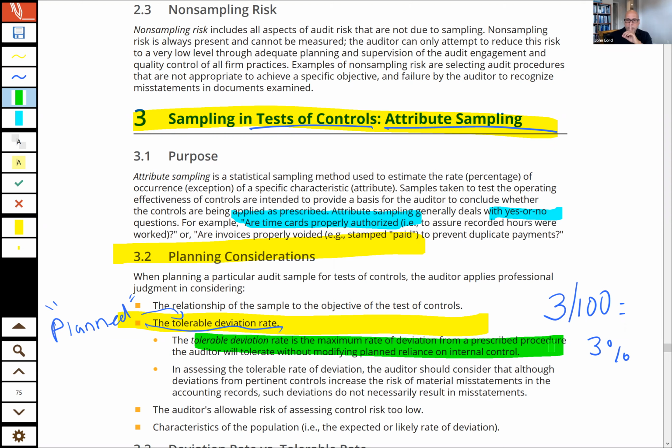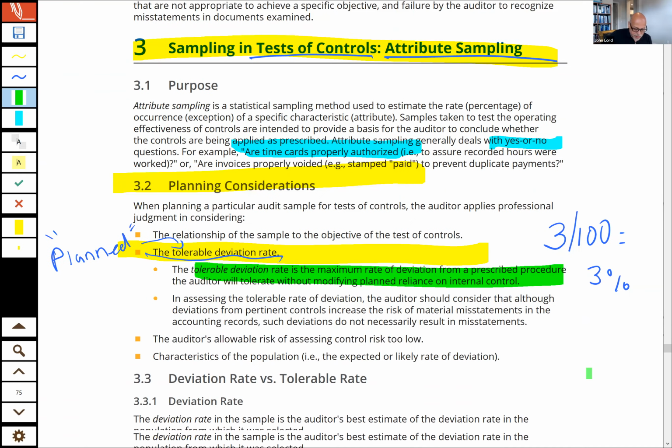Now at this point, have I looked at any time cards yet? Other than the 1 or 2 I looked at during the walkthrough? No. At this point, I haven't looked at any of the time cards yet. I'm just saying, hey, I've determined that for this particular control, I'm willing to tolerate a 3% deviation, no more than that. We call that tolerable deviation rate, but notice it's a planned deviation rate. I haven't looked at one time card yet, okay?